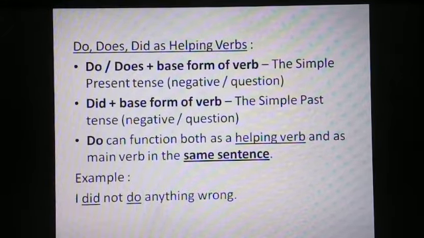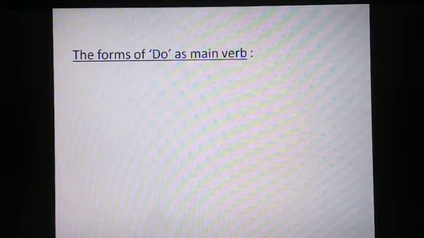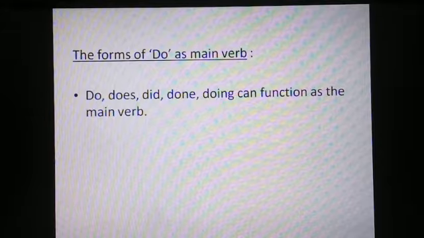Now let us see the use of do as main verb. Let us move on to do as main verb. Do, does, did, done, doing. All these forms of do can function as the main verb. That means all the forms of do can function as the main verb in a sentence.